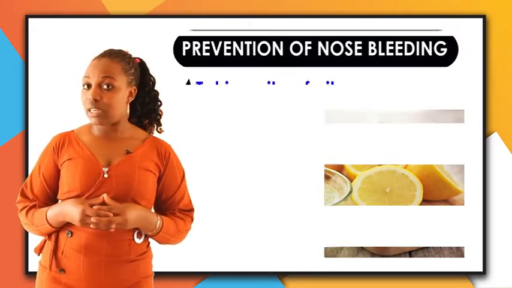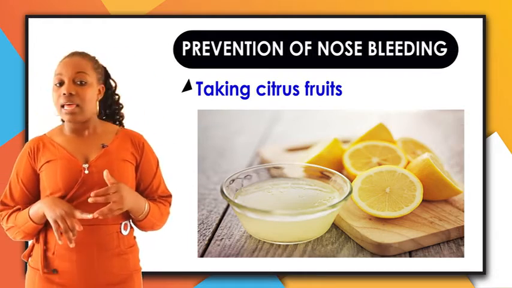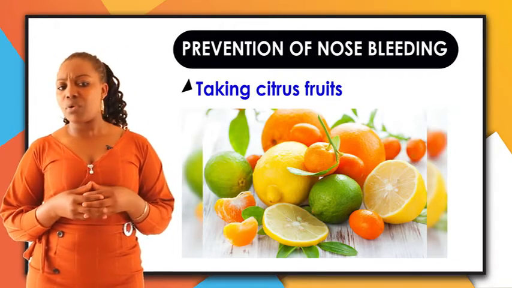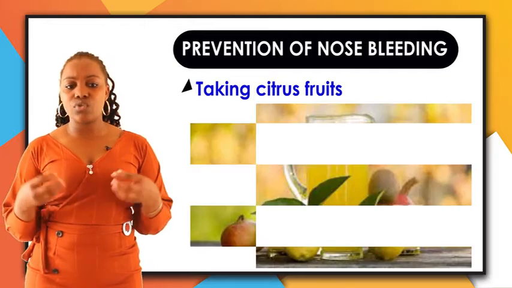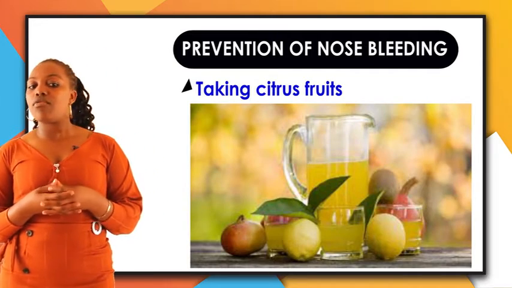We have citrus fruits like oranges, lemons, and very many others. They help to strengthen the lining of blood vessels. My great and amazing learner, I know that by now you are able to give the first aid to a person who has nose bleeding, and you are still able to control and prevent nose bleeding.